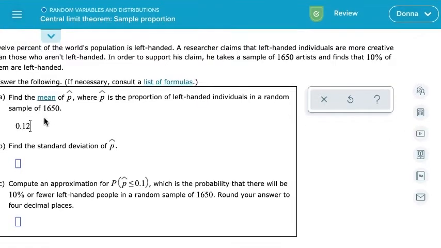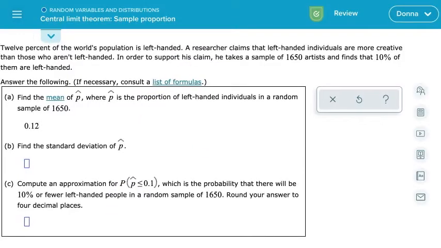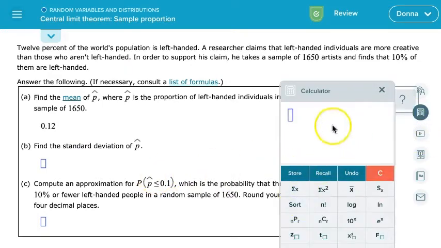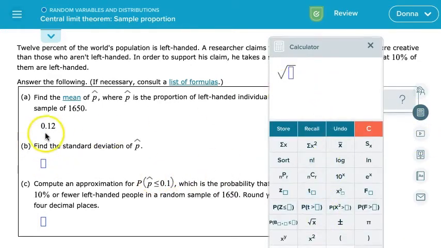To find the standard deviation of the p-hats, we're going to use the following formula. It's equal to the square root of p, which is 0.12, our answer in A, times 1 minus p, so 1 minus 0.12, or we could put in 0.88, all divided by the sample size, divided by 1,650.